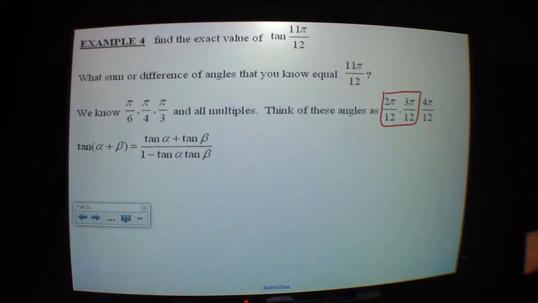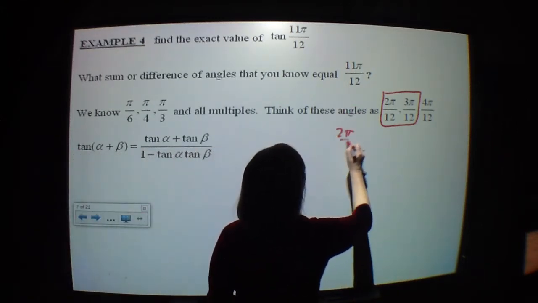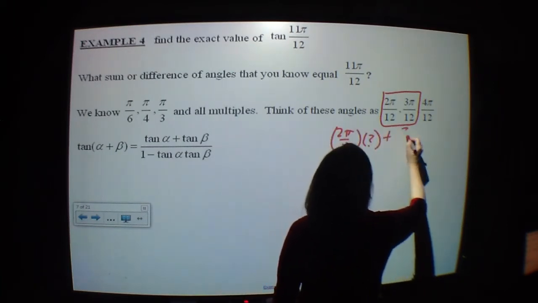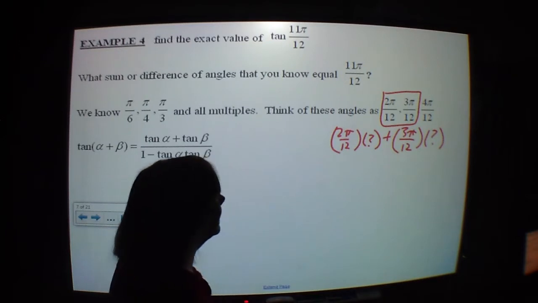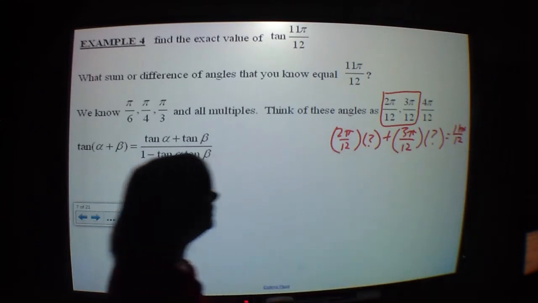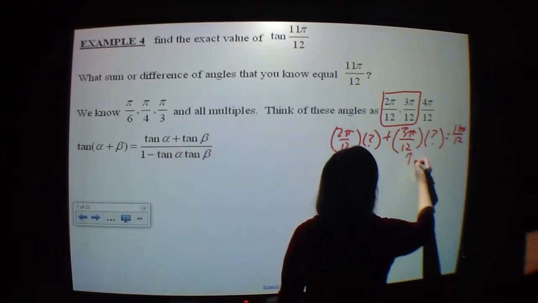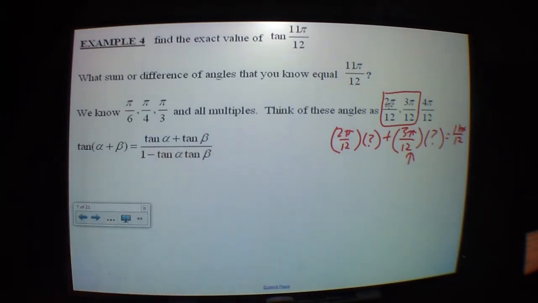Okay? So now, in my mind, I'm thinking to myself, 2 pi over 12 times some number plus 3 pi over 12 times some number. I want that to equal 11 pi over 12. What I usually do is I look and say, okay, 11 on top, odd number. So that means I want an odd number of the 3 pi's over 12. I want either one of those to get 3 pi over 12, or 3 of them to get 9 pi over 12. Okay?